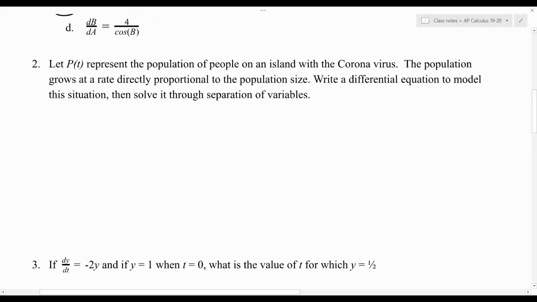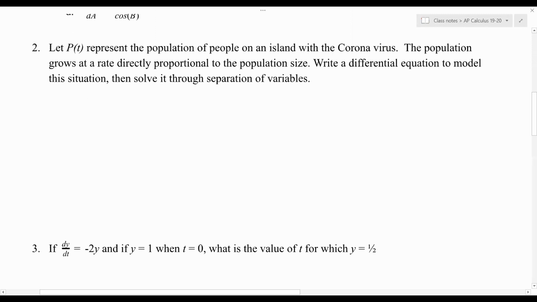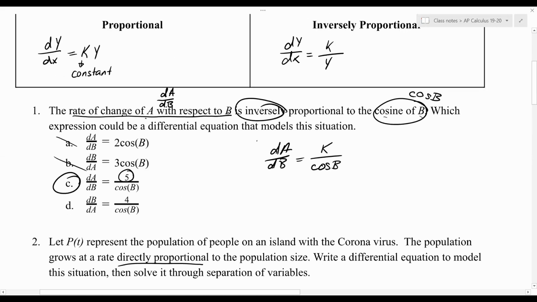They can put any number they want because k is just some constant. Let's do another example. Let P of t represent the population of people on an island with the coronavirus. The population grows at a rate directly proportional to the population size. Write a differential equation to model this situation. So we have directly proportional here, so we're going to be using our first case.